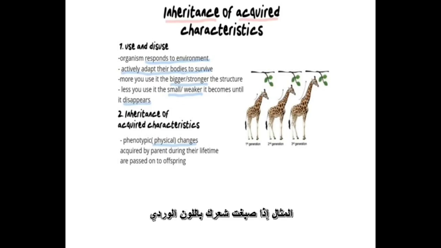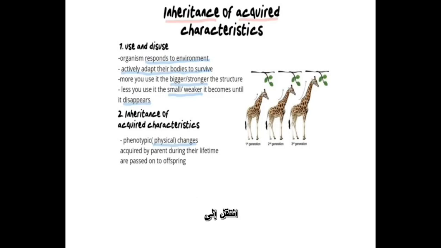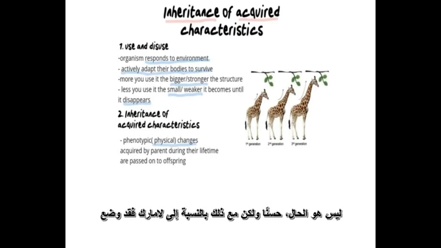So for example, if you dye your hair pink, that is a phenotypic change. That phenotypic change cannot be translated to your DNA and then passed on to your children. In other words, you dyed your hair pink, that is now part of your DNA and it's passed on to your children, so they have pink hair. That is not the case, okay?